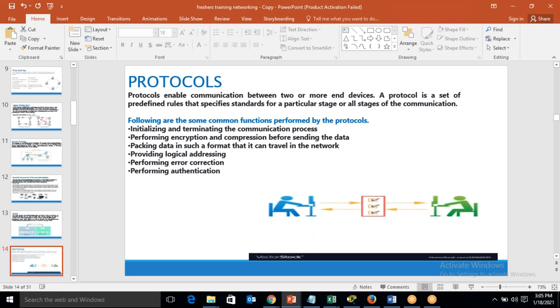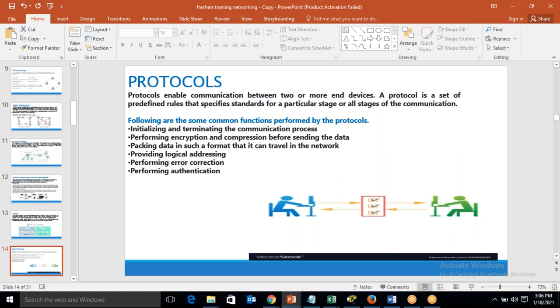Coming to the third essential component, that is protocols. Let us see the details about it. Protocols enable communication between two or more end devices. A protocol is nothing but a set of predefined rules that specifies standards for a particular stage or all stages of the communication. If the data has to travel from source to destination, it should follow some rules or protocols. Only by following those rules will the data transfer from the source to the destination.